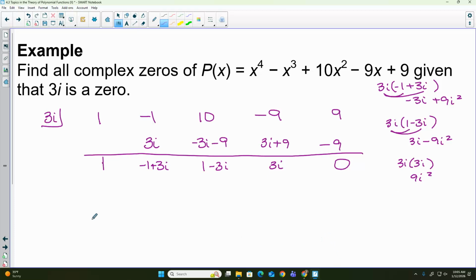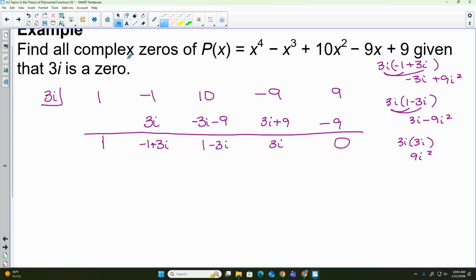All right. This was the long step. Did I lose anyone? Okay. So here is where we need to remember what we've talked about with complex zeros. If 3i is a 0, what else is a 0?